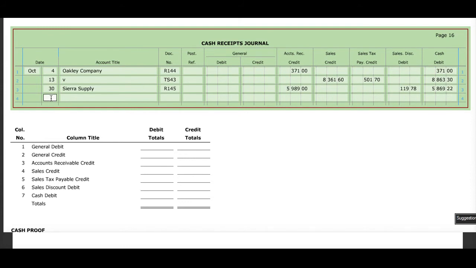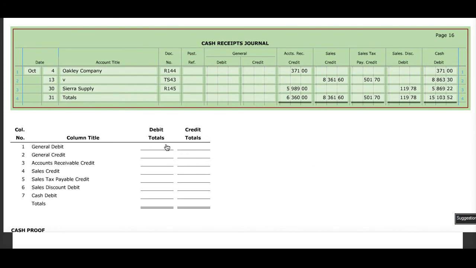Same thing as 10.1. We're going to get our totals. There are 31 days in October, so I use 31. Totals belong here. Add up your columns. 6360, 8361.60, 501.70, 119.78, and then this one is going to be 15103.52.